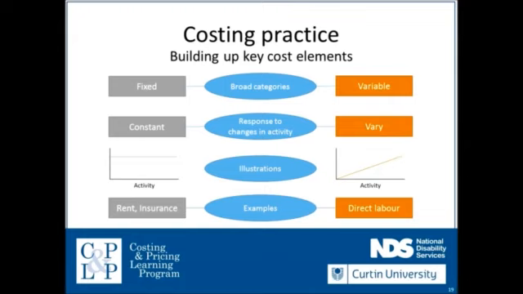If we look at it on a graph, we can see that with fixed costs, the cost remains the same regardless of the level of activity, whilst with variable costs, each new unit of measurement that has been undertaken adds one more unit of variable cost to our cost score. Examples of fixed costs include rent and insurance, while of course direct labour is a good example of variable costs.